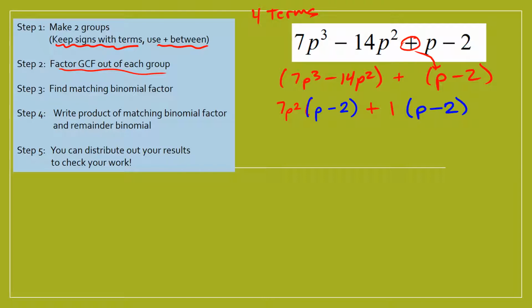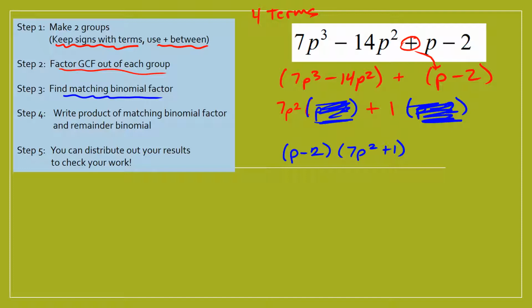So I've used color here to help you see. What you're going to be looking for is a common factor that matches. So we're finding the matching binomial factor. So here it is. P minus 2 is the same in each term. So we have p minus 2 for one of our factors. We're going to factor that out, sort of. And when I factor that out, I'd be left with a remainder of 7p squared plus 1. So that would be our final factored form of this polynomial.